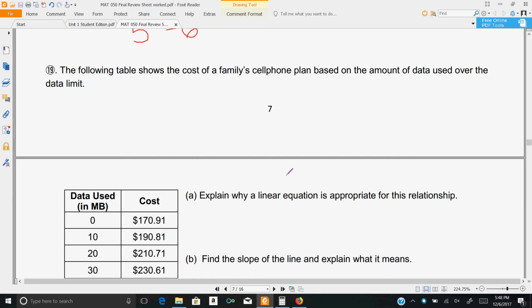Welcome to the video for the MAT050 final review worksheet, page 8. We'll start with question 19, which accidentally got put on page 7, but the problem itself is on page 8.